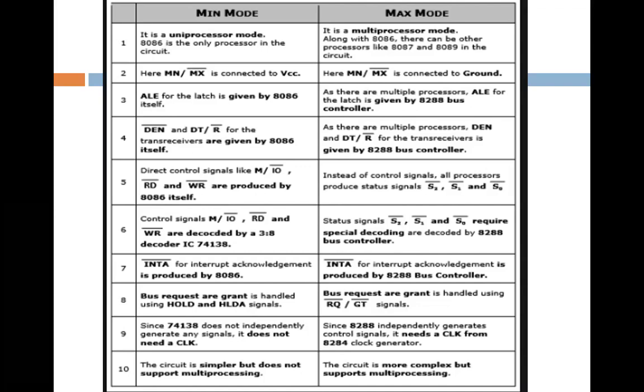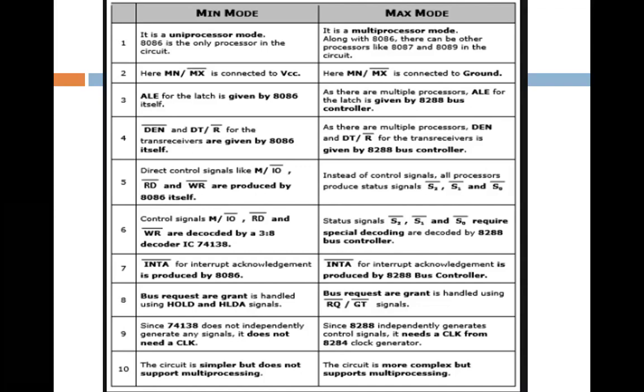Here MN/MX bar pin is connected to VCC to operate in minimum mode. Here MN/MX bar is connected to the ground for the max mode. In minimum mode, ALE for the latch is given by the 8086 itself. As there are multiple processors in maximum mode, ALE for the latch is given by the 8288 bus controller. DEN bar and DT/R bar for the transceiver are given by the 8086 itself. As there are multiple processors, DEN and DT/R bar for the transceiver are given by the 8288 bus controller.